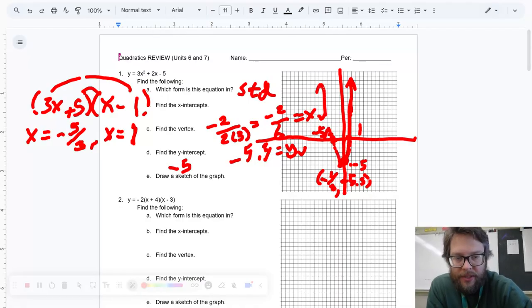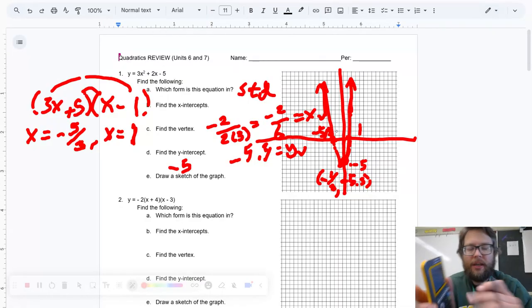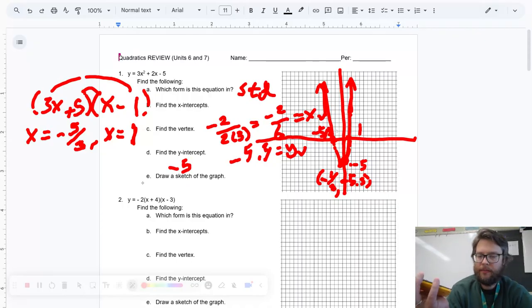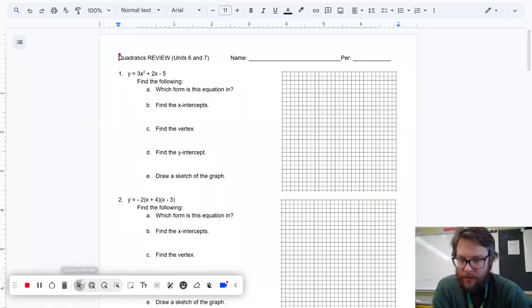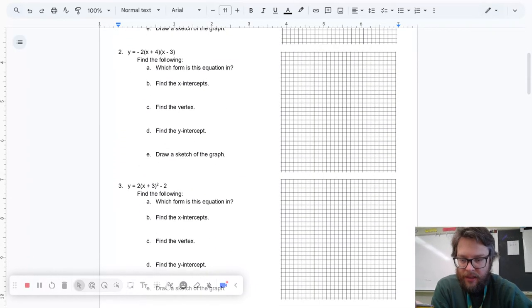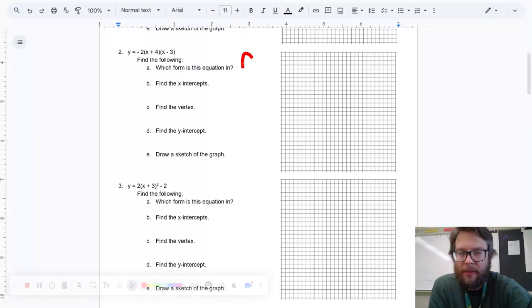Please double check by just typing it into your y equals button and double checking that it looks correct. All right, so that's a standard form example. Number 2 is a factored form example.